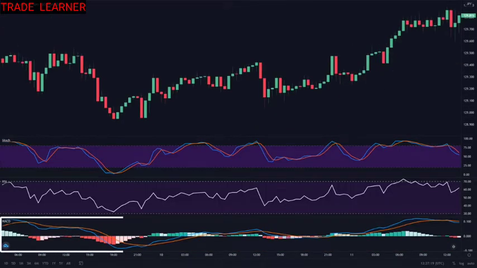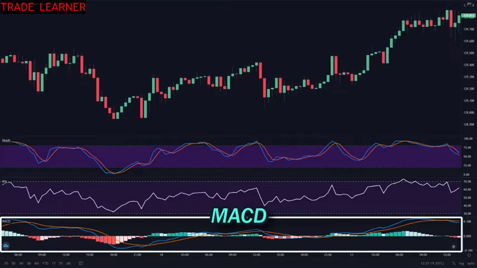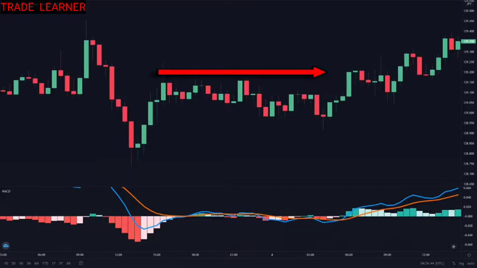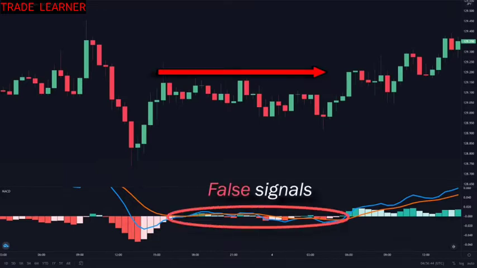Now let's move on to the third indicator, which is the MACD. The MACD is one of the most popular indicators that does a very good job of detecting momentum. And a common way of using the MACD is by taking a buy position if the MACD line crosses above the signal line, and taking a sell position if the MACD line crosses below the signal line. However, this strategy only works if the market is trending. If the market is moving sideways, the MACD often gives false signals.